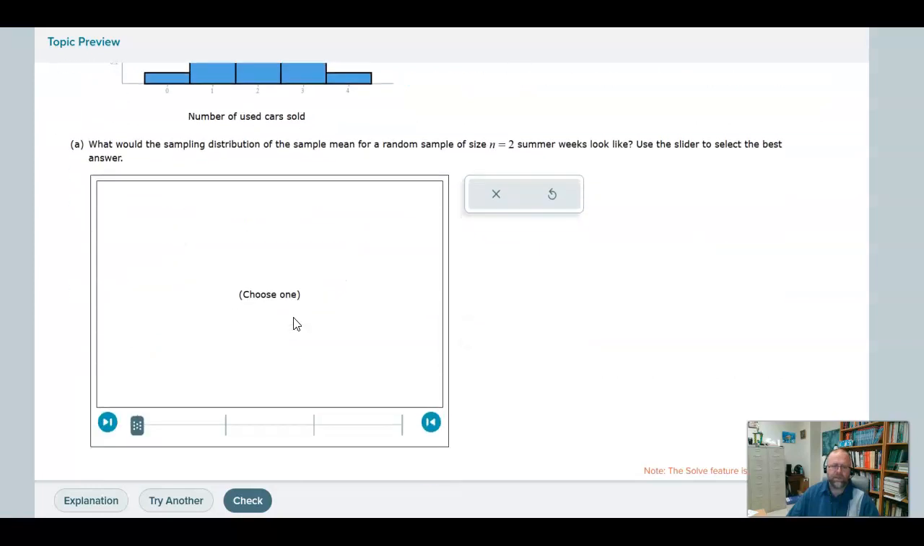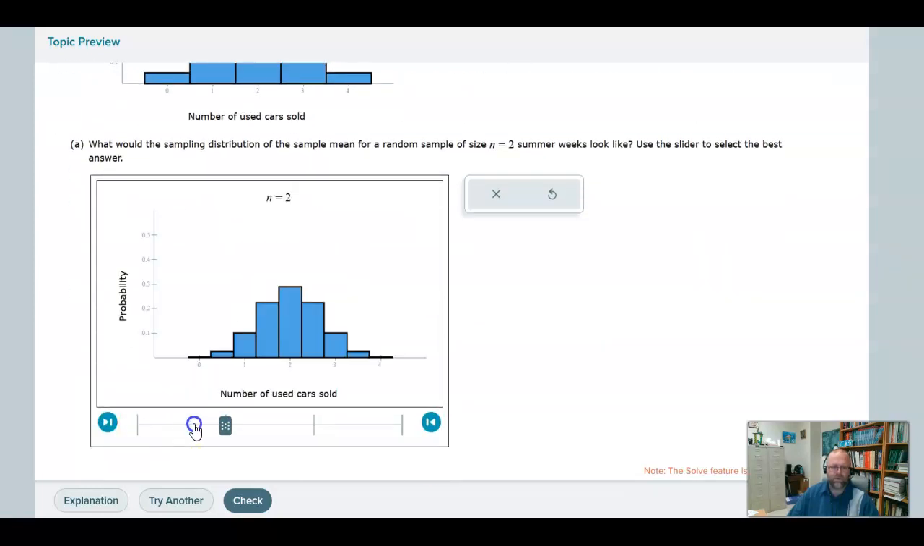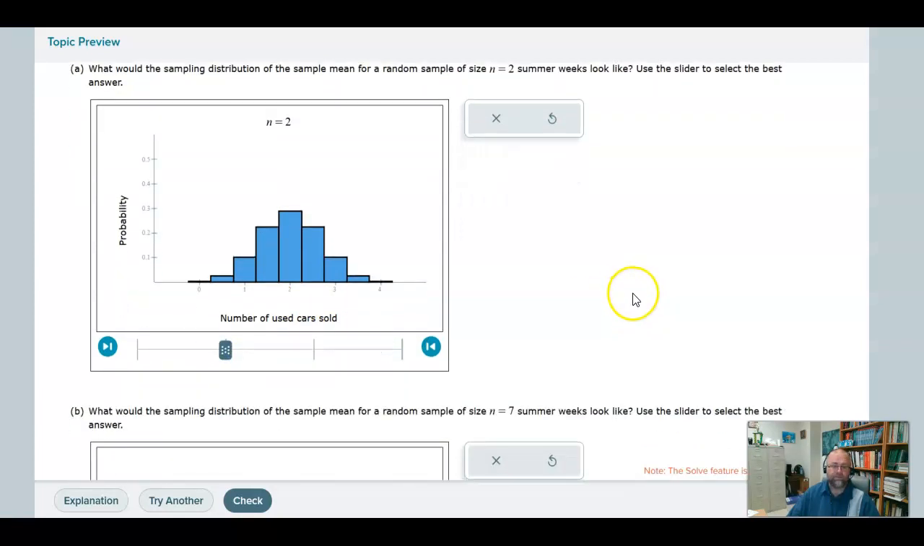So let's see the possible answers here. Remember, a mean of 1.82. This one is pretty close, and it does start somewhere after 0 and ends before 4. So that's the one I'm leaning towards. This is a left skewed distribution, so that's definitely not right. And this is a right skewed distribution, so this one is definitely not right either. So we're going to stick right here.